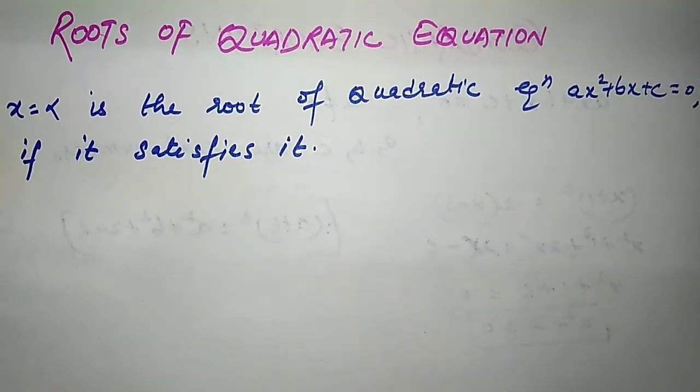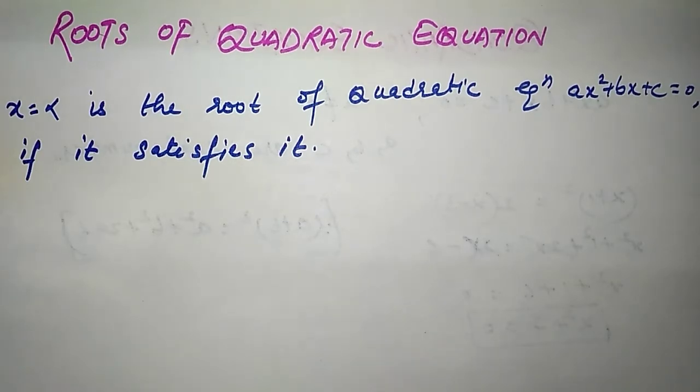If we have any value of x, suppose x is equal to 2, and I want to check whether x is equal to 2 is the root of my equation or not, then I have to put that value of x in the given equation, and after putting that I have to check whether it is satisfying or not. If it is satisfying, then it is the root of the equation, and if it is not satisfying, then it is not the root of the equation.